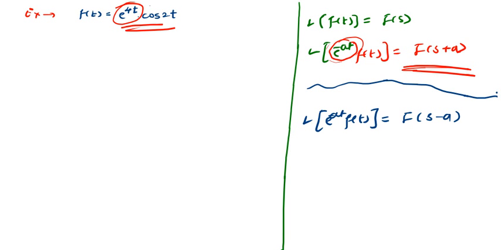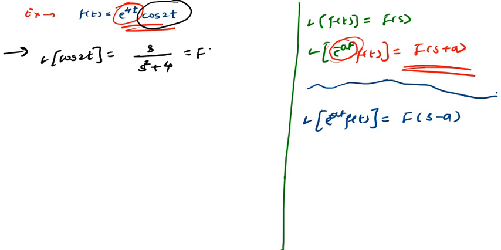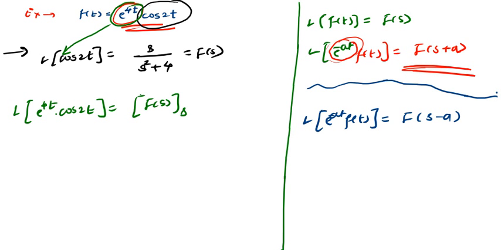So what will be the Laplace transform of this? What is f of t? It is cos 2t. Laplace of cos 2t is nothing but s upon s square plus 2 square, which is 4. So this is our F of s. Now insert e raised to 4t here. L of e raised to 4t into cos 2t is equal to F of s with s replaced by s minus 4, because the coefficient of t is plus 4 in this case.